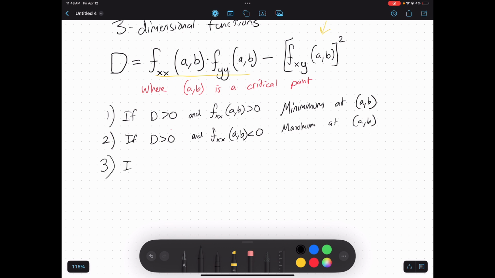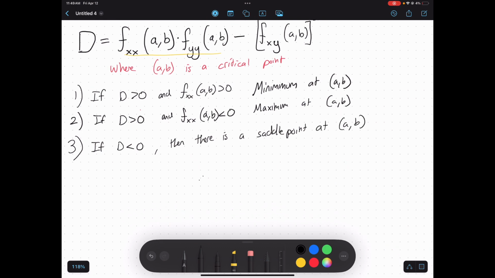So let's say that happens and your D value is negative, your determinant is negative. Well, what does that mean? That means your double derivative in terms of x and your double derivative in terms of y were different signs. And so that means it's not a minimum or a maximum. We call this specific situation a saddle point. Then there is a saddle point at (a, b). What is a saddle point?